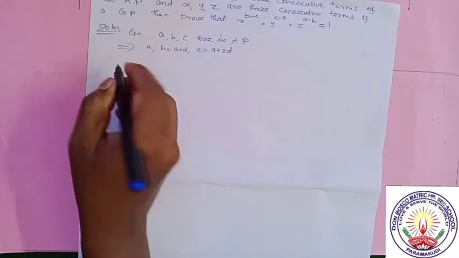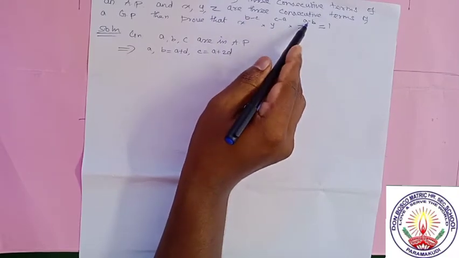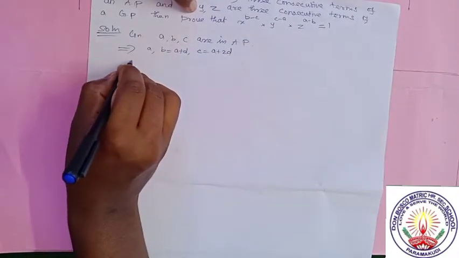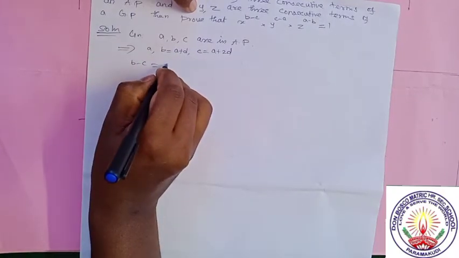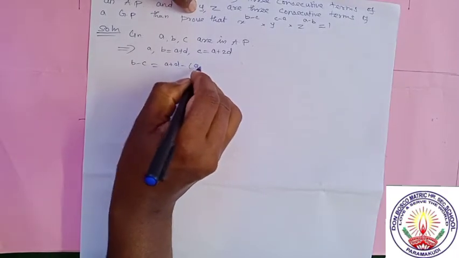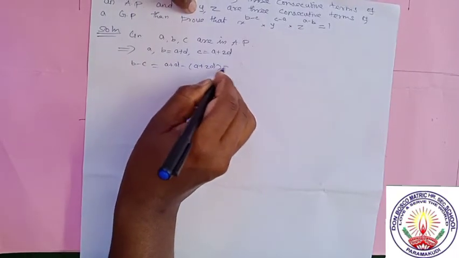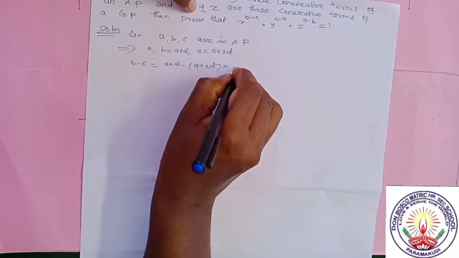Now find the differences. Since the question has B minus C, C minus A and A minus B, let us find them separately. B minus C is equal to, what is B? B is equal to A plus D. A plus D minus C, and C is equal to A plus 2D, which is A plus D minus A plus 2D, which means it is minus D.